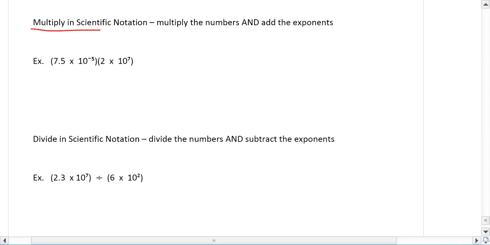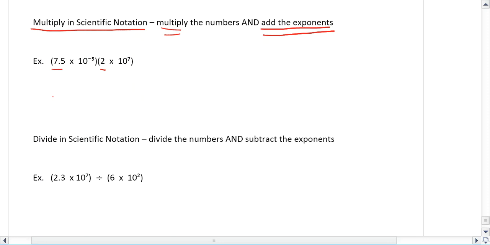You better write this down if it's not in your notes. When you multiply in scientific notation, you go ahead and multiply the numbers. The number parts are like the 7.5 and the 2. So you actually do multiply those. And then to get the correct exponent on your 10, you add the exponents. So let's try this out with our first example.